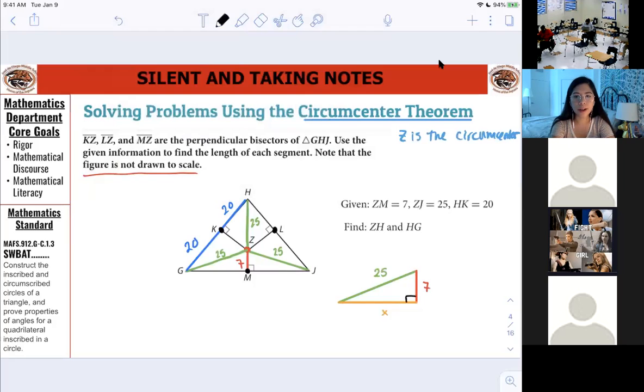Okay. What is the Pythagorean theorem again? A squared plus B squared. Oh, Perla says she got it. That's fine, but you do it on your own, and I'm going to go through it.